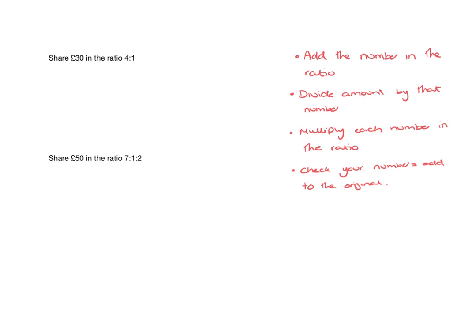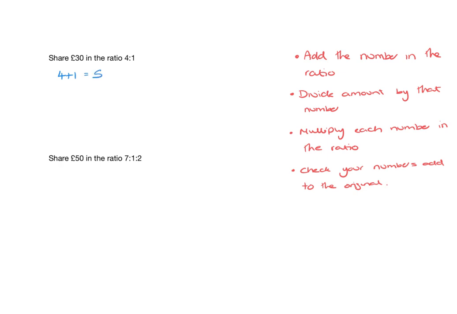In this video, we're going to have a look at sharing an amount into a ratio. So let's start with sharing £30 into the ratio 4:1. Now, the first thing we're going to do is add the two numbers in the ratio. So we're going to do 4 plus 1, and that is equal to 5.